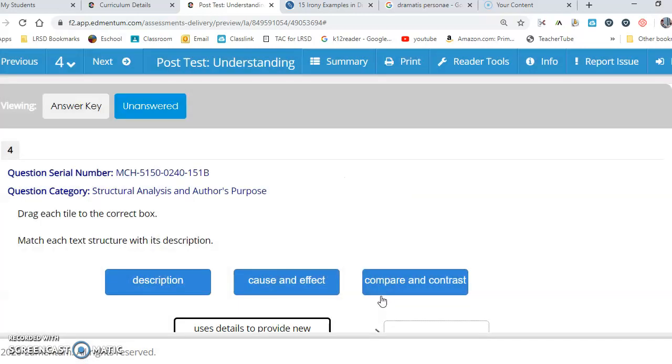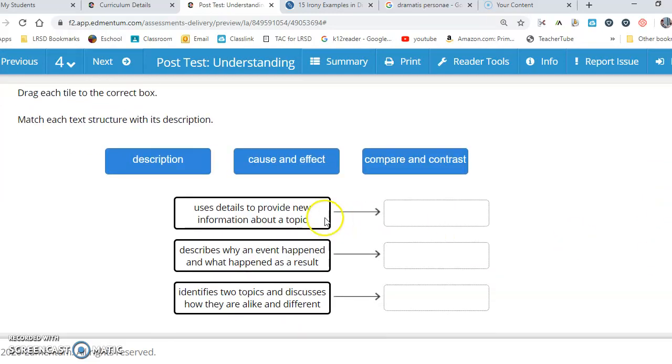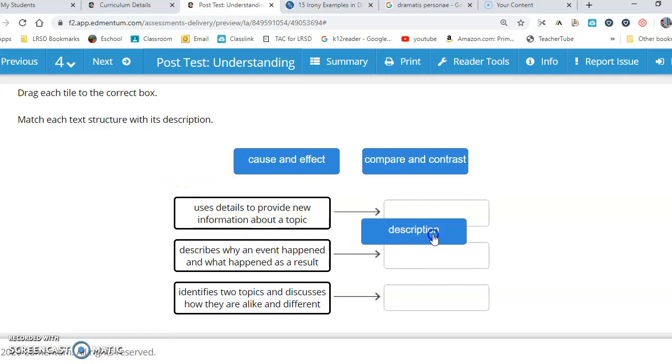Okay. Match the text structure with its description. All right. Use details to provide new information about a topic. So description, cause and effect, compare and contrast. So there's not a cause or an effect listed here, or we're not comparing and contrasting. What we're doing when we provide new details is we're giving a description. So that would be that one.